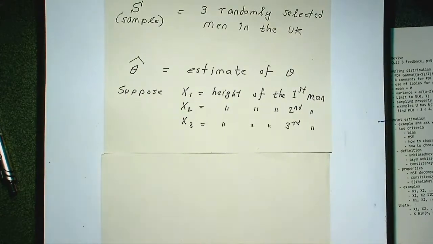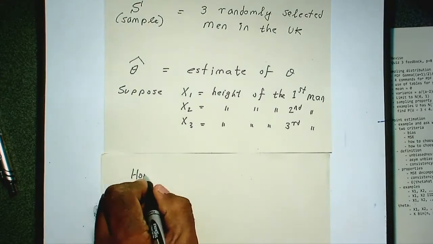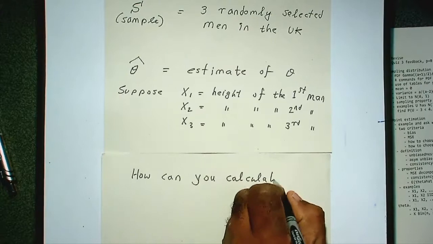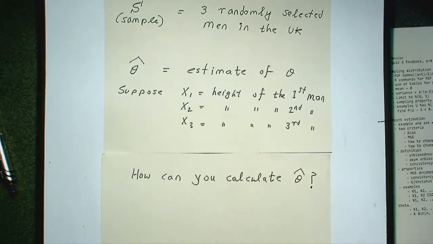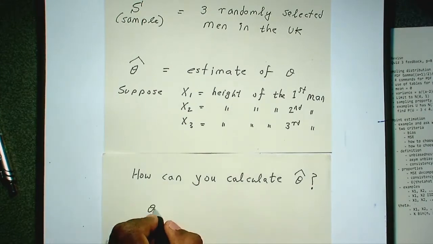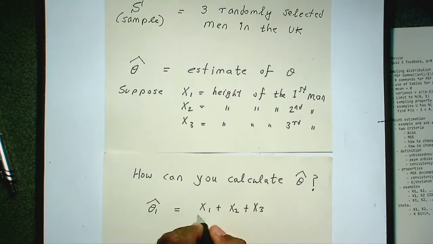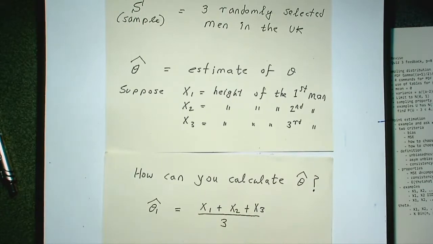The question is, what are the possible estimates for theta? I mean, how can you calculate theta hat? You have 3 people and you have 3 measurements, right? The 3 measurements are the heights of the 3 people. And we want to know how to calculate theta hat. One way is to do the following. Let me call it theta 1 hat: sum the 3 heights and divide by 3. So this is the average height of the 3 people.